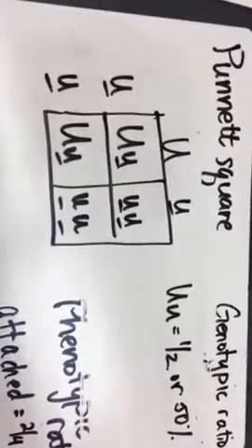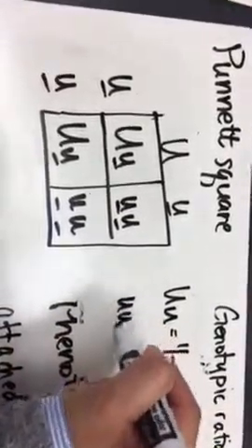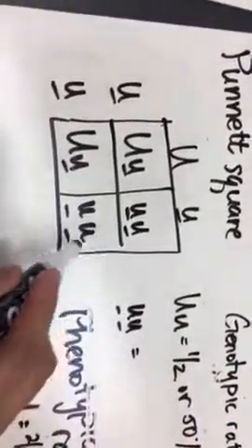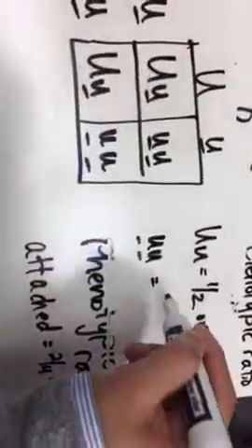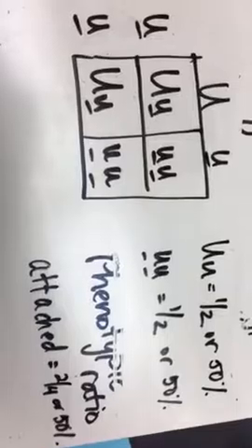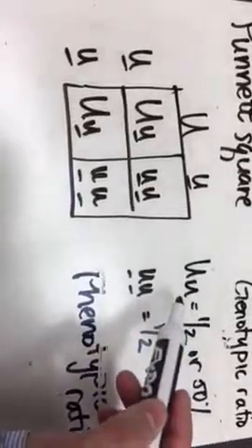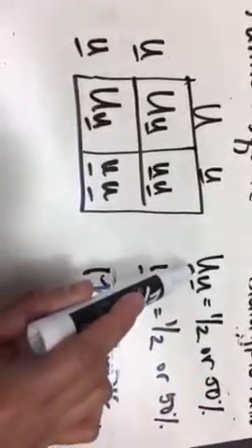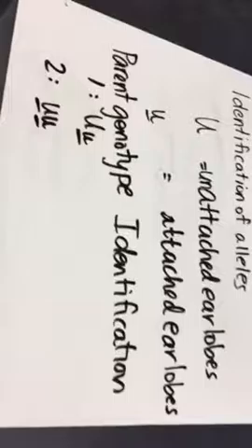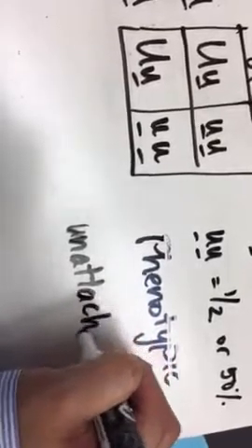Okay. Then we also have homozygous recessive, and it happens 2 out of the 4 boxes, or if you want to simplify, half the time, or 50%. Okay. So in this case here, we have to figure out the physical trait. So heterozygous, since it has a capital U in it, capital U represents unattached earlobes. So we have unattached earlobes.